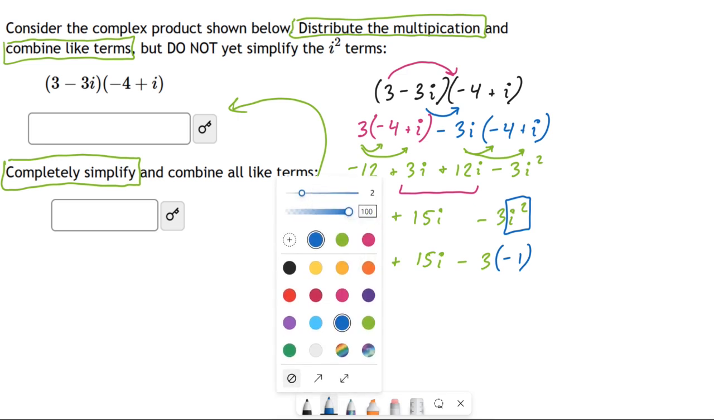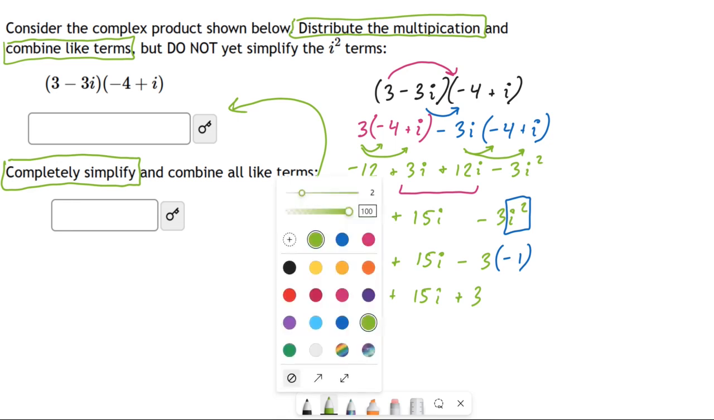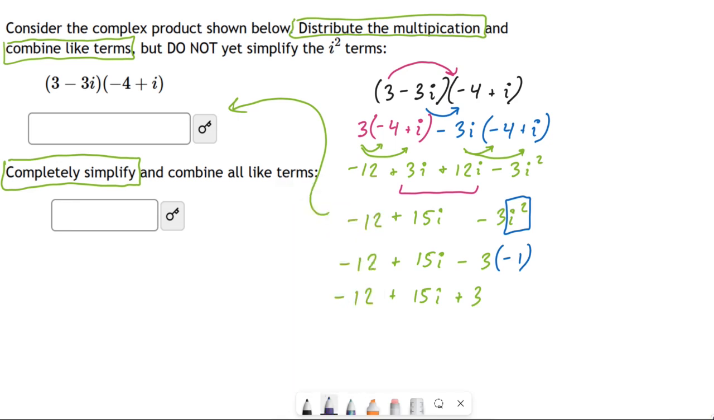It means negative 1. So carry out that multiplication. This is going to turn into negative 12 plus 15i, and then minus 3 times negative 1. Well, that makes it a plus 3, right? The sign flips. And now, if you look again, you'll see I've actually got more like terms. I've got a plus 3 over here and a negative 12 over there. So that's going to make this turn into negative 9 plus 15i. That would be my final super simplified answer. I can't take that any further.